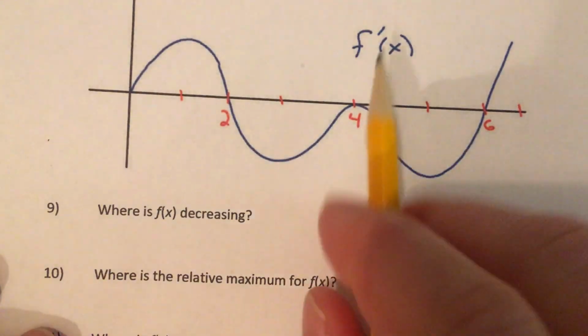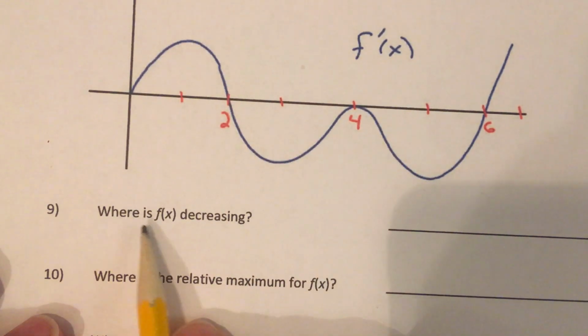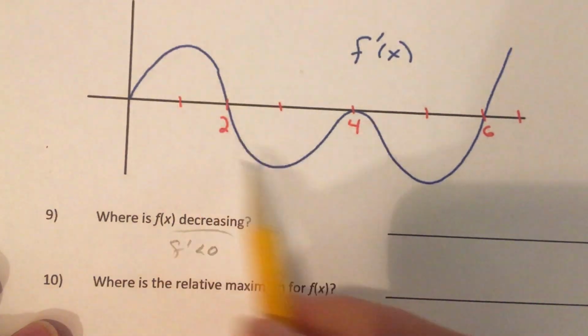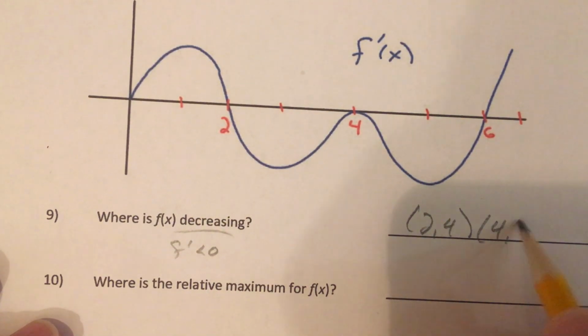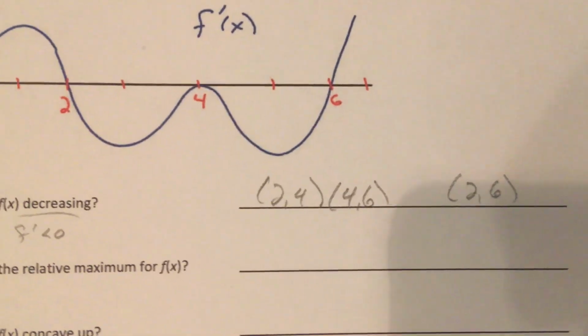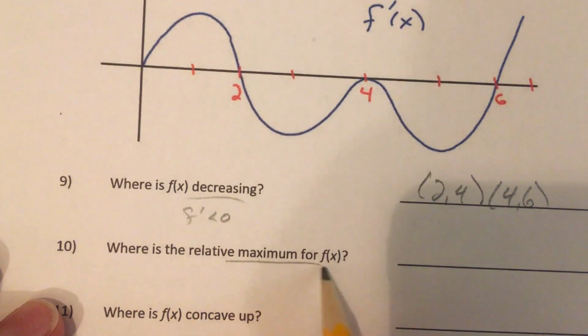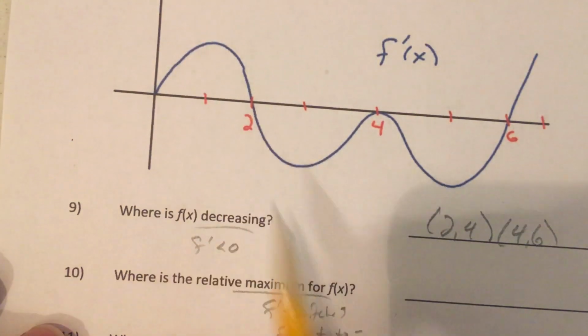And then here we have a first derivative graph for this function, and we're asked when is f of x decreasing? We'll be decreasing when our derivative is negative, and this derivative is negative from 2 to 4 and 4 to 6. Or if you want to say 2 to 6, the AP will accept either of those. Okay. Where's the relative maximum for f of x? I'll have a relative maximum when my derivative switches from positive to negative, and that switch from positive to negative happened at x equals 2.